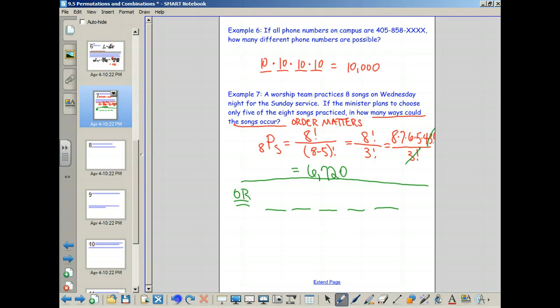I have 8. And if I'm not going to repeat the songs, which seems a realistic assumption, then after I played song number 1, how many choices do I have for song number 2? 7. And so on for song number 3, 4, 5, and the last one is 4. If you take a look, that's exactly the expression that I had over here, isn't it? So it's another way to think about this particular problem. So it's still 6,720.